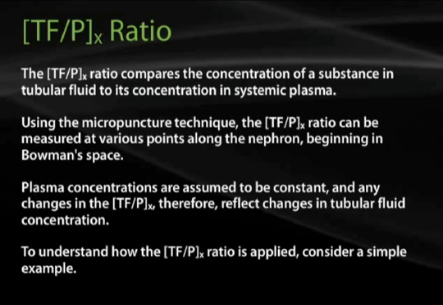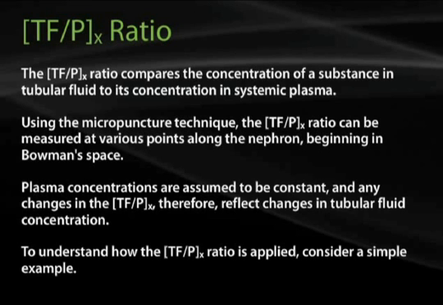One particular concept that often comes up on the USMLE exam is the tubular fluid to plasma concentration ratio. The tubular fluid to plasma concentration ratio compares the concentration of a substance in the tubular fluid to its concentration in systemic plasma. Using the micropuncture technique, the tubular fluid to plasma concentration ratio can be measured at various points along the nephron, beginning in Bowman space. Plasma concentrations are assumed to be constant, and any changes in the tubular fluid to plasma concentration ratio, therefore, reflect changes in tubular fluid concentration.